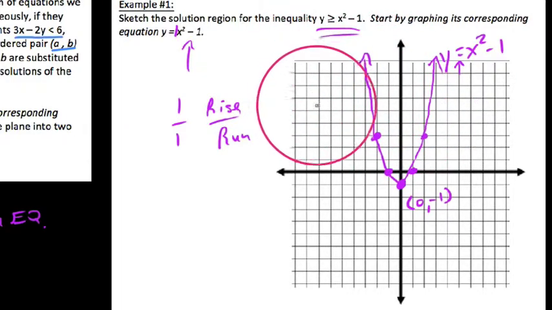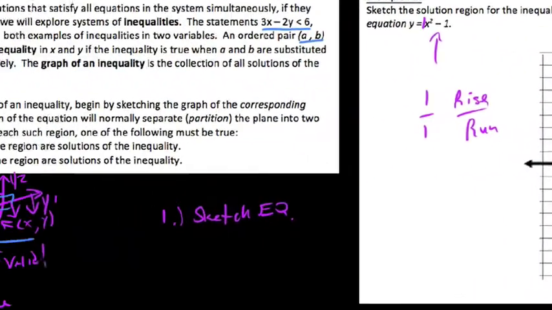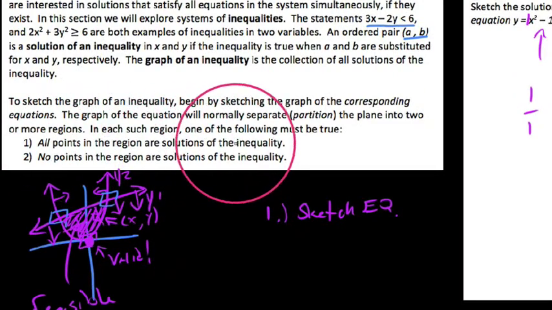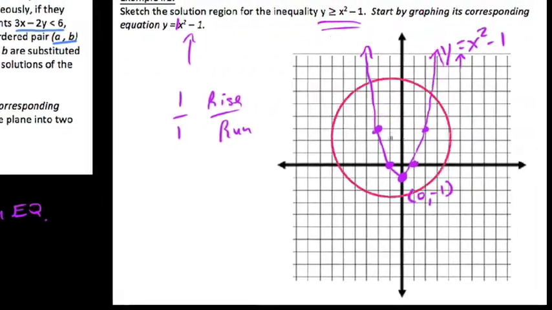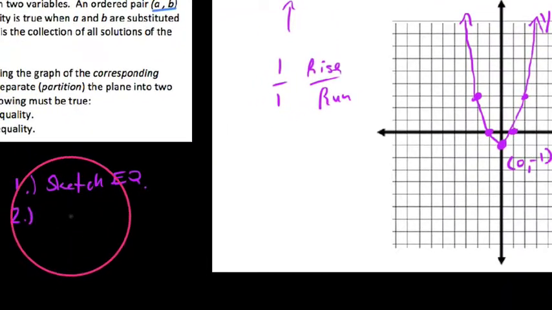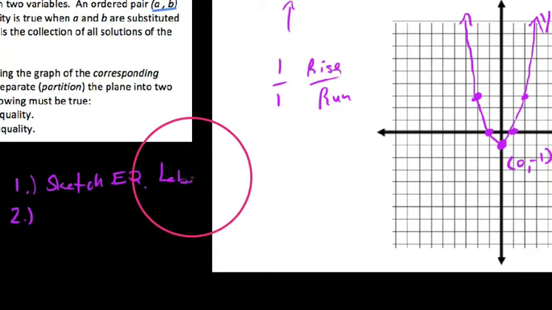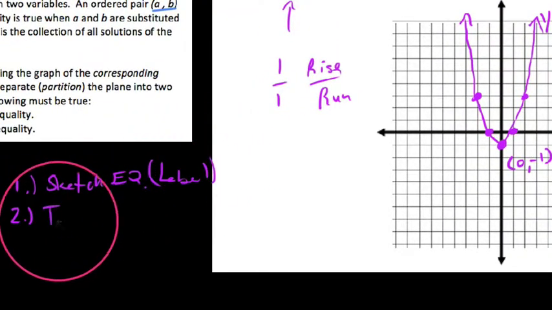Now what I want to do is test a point, because what I know is that either all points in the region are solutions of the inequality, or no points in the region are solutions of the inequality. So what we've done is split the whole plane into two regions, inside this parabola and outside this parabola. And I want to know which side contains the points that make it actually accurate. So we say sketch and label.